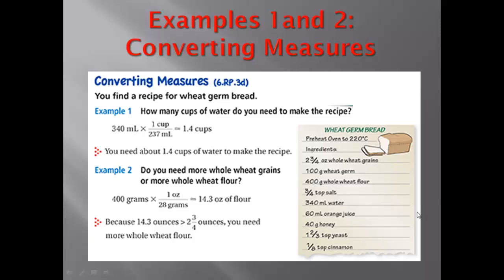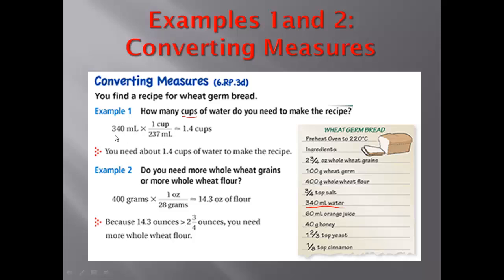If we look at the recipe, we can see that we need 340 milliliters of water. The question asks us how many cups we need. So we need to convert milliliters to cups. The conversion to do that is 1 cup is approximately 237 milliliters.